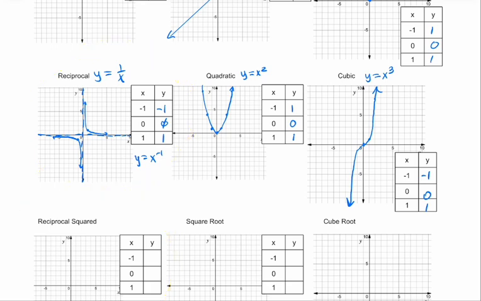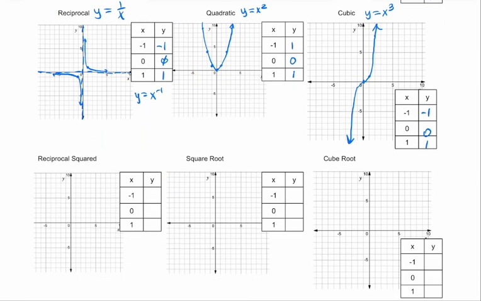Now, let's compare our reciprocal function to the one underneath it. Those two kind of go together. So this is y equals 1 over x squared, or y equals x to the -2. Get yourself a bonus point and write down y equals x to the -2 as well. When you square a negative, it does become a positive. That's the difference.